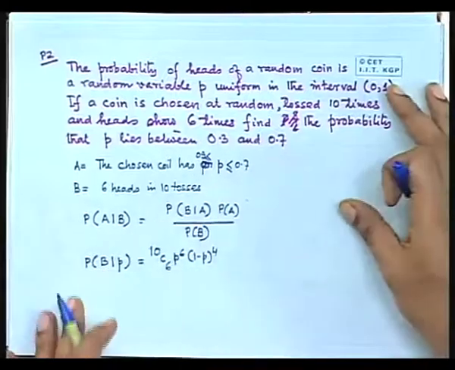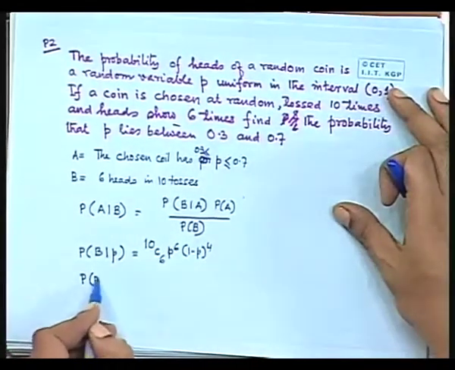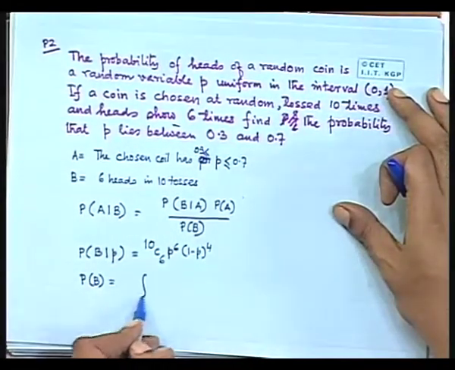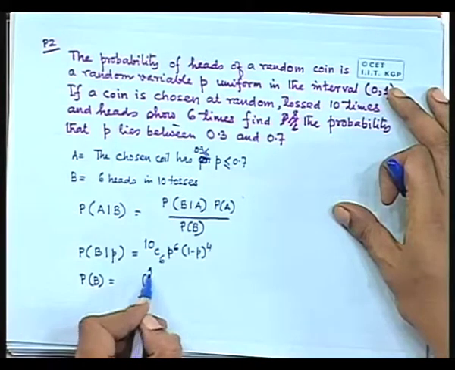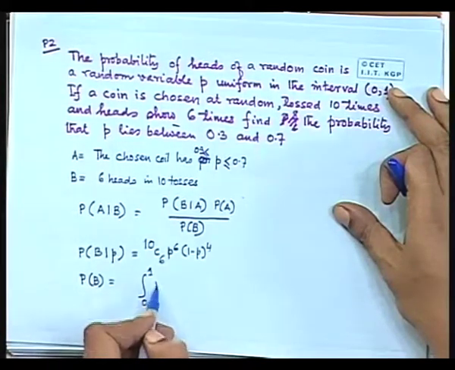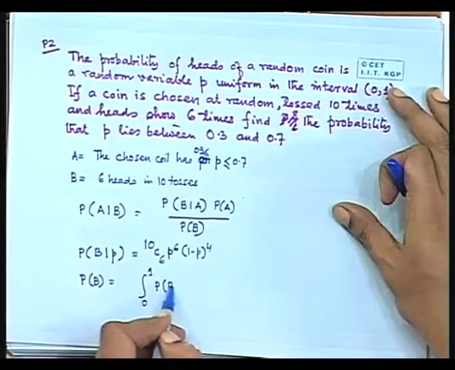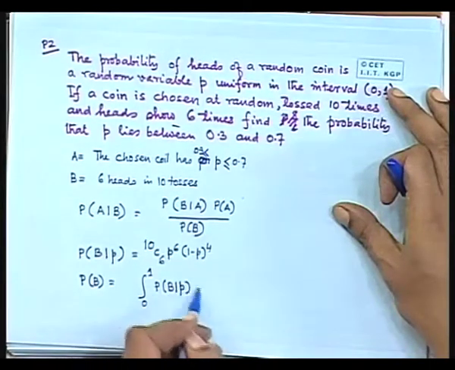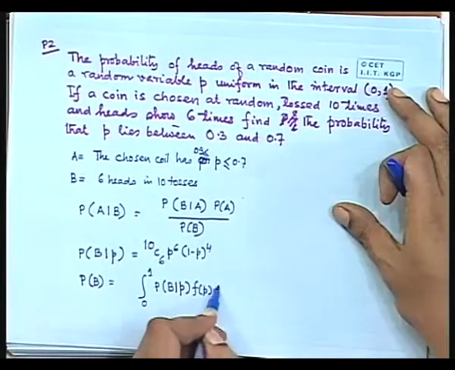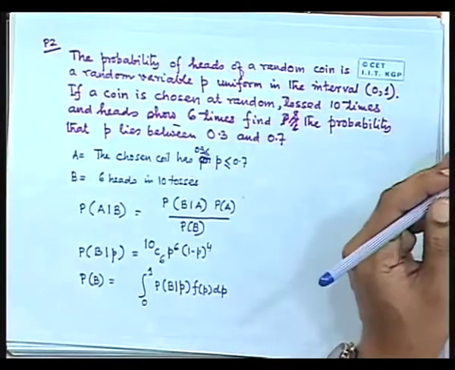So from this we can say that probability of B you can immediately calculate. Probability of B is nothing but the integral from 0 to 1 of the probability of B given P times f(p) dp, for all values of P. Now you are taking the average, correct? See, what are you doing?